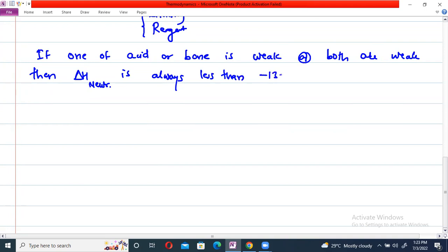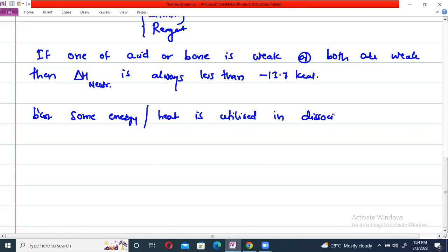What is the standard value we used here? Minus 13.7 kilocalorie. Because some energy or heat is utilized in dissociation of weak acid or weak base.